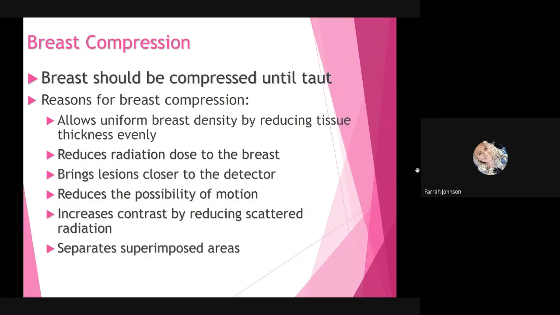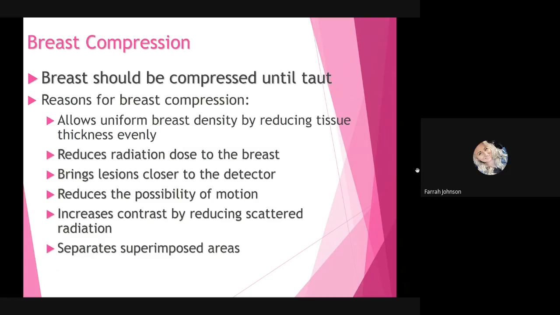Breast compression. So the breast should be compressed until it is considered taut. Taut means that as you're compressing the breast, if you were to take your finger on the lateral border of the breast and kind of tap the skin, it should not dimple in. That is the definition of taut.